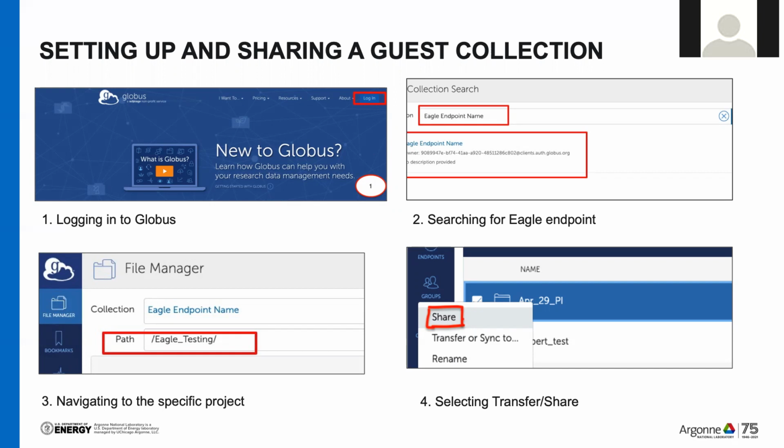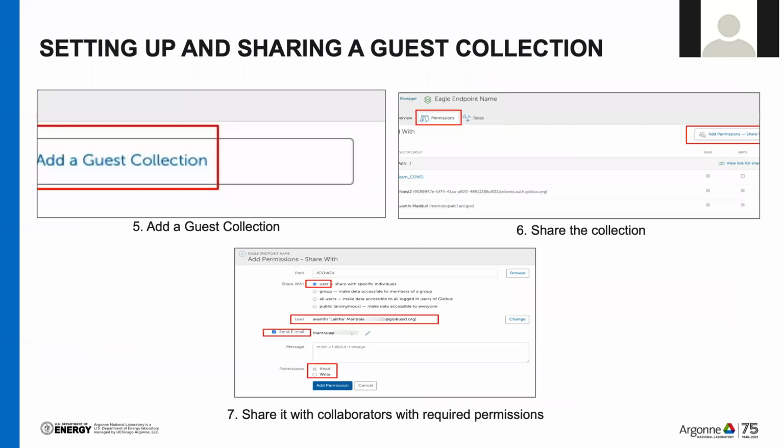And in the third step, in the path, you navigate to the appropriate project. And then you select the directories you want to share and right click on the directory to get the share button. And once you click the share button, it will prompt you to add a guest collection. And once you create the guest collection, you can click on the permissions tab at the top and share the collection with collaborators. You can either share it with an individual user or with a group or all GLOBUS users.